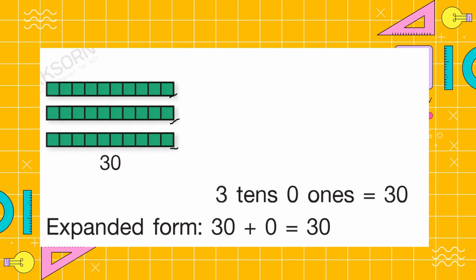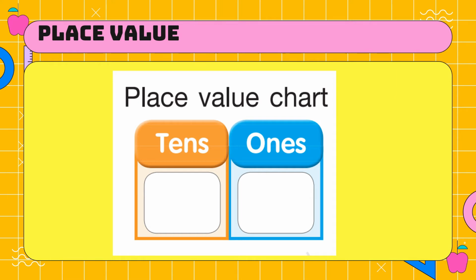Okay, so the next example is we're going to put it in the place value chart. So we have here the place value chart. Based on the given example that we have, how many ones do we have there? We have 0 ones, right? And how many tens do we have? 3. So for the tens we have 3, and for the ones we have 0.